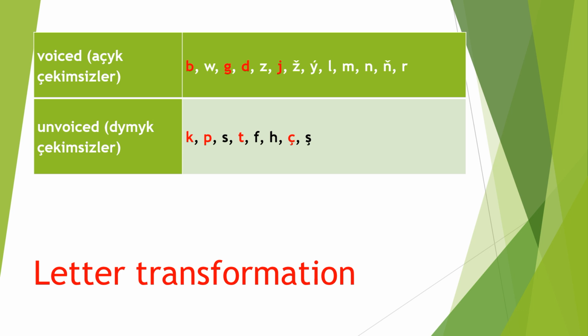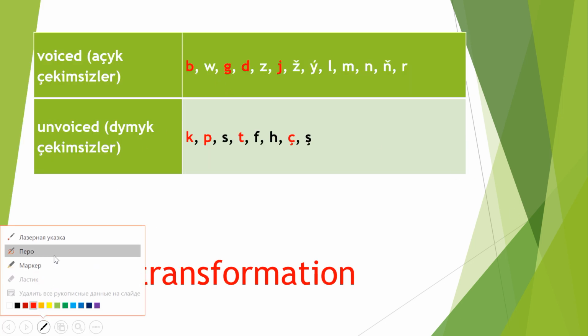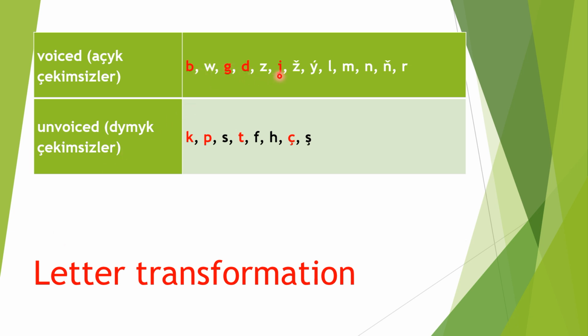Let's pay attention to the consonants. So students, today we are going to talk about the consonants. And consonants we divide into two groups: voiced consonants and unvoiced consonants. Voiced is açık çekim türler, unvoiced dımık çekim türler. In this rule, we need to pay attention just to some of these consonants: b, g, d, j. Others in this rule are not important. And in the unvoiced consonants, k, p, t, ç. That's all. And the rule is called letter transformation.